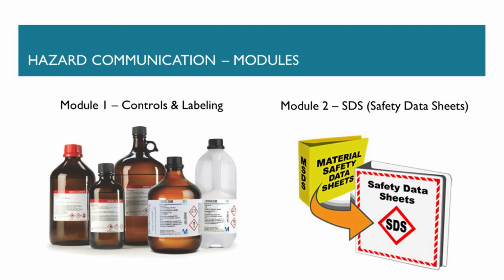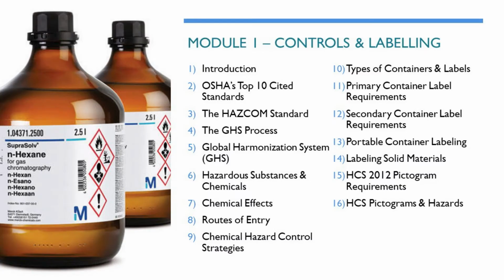This course has two modules. Module 1 is Controls and Labeling and Module 2 is SDS, that is Safety Data Sheets. Module 1, Controls and Labeling. In this module we are going to learn about 16 sub-modules and they are listed below.